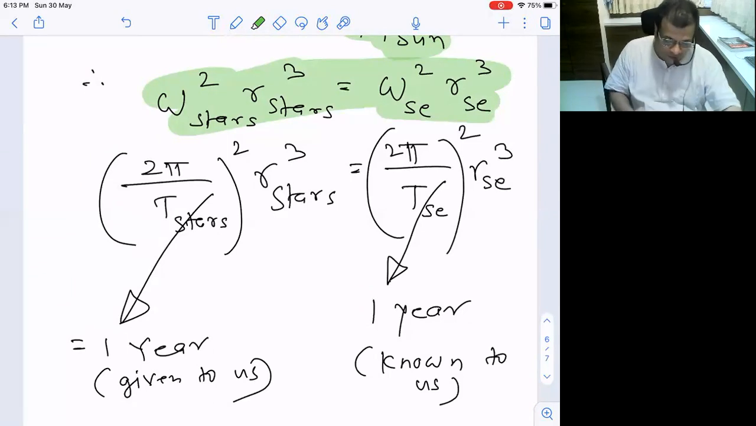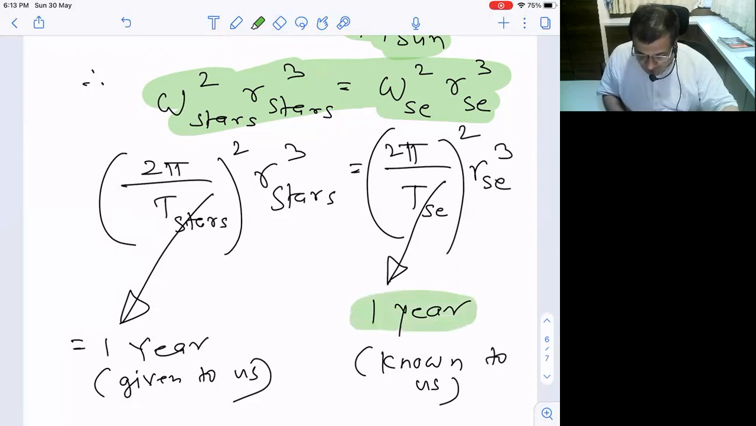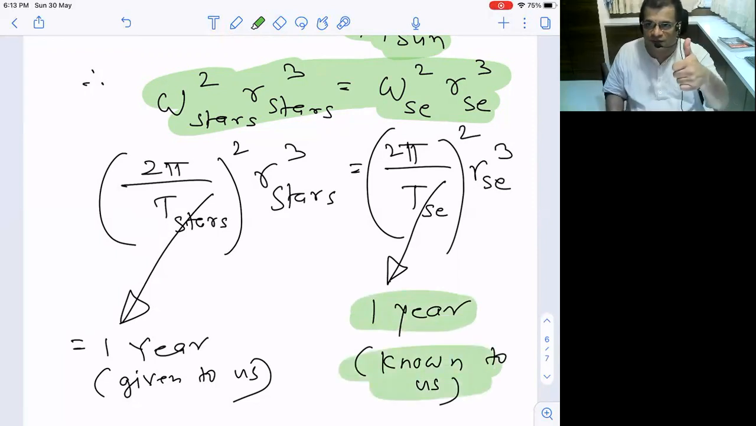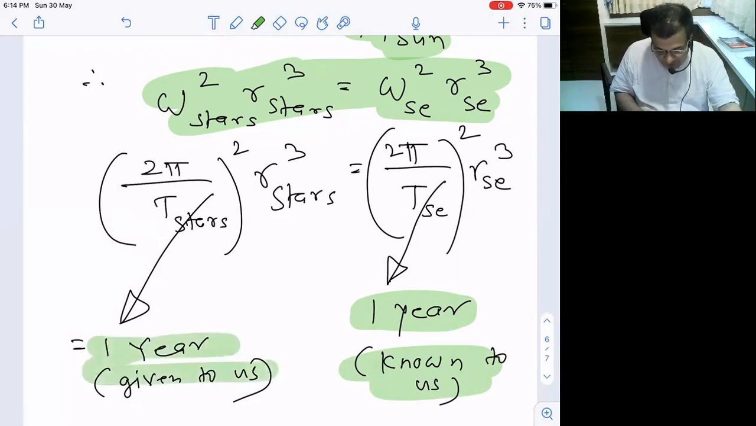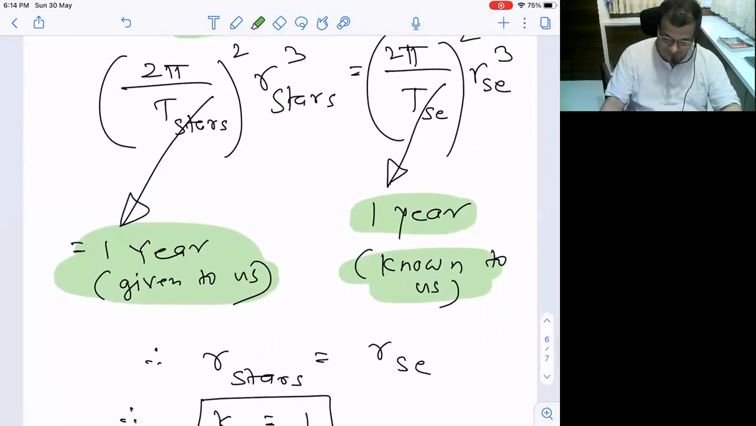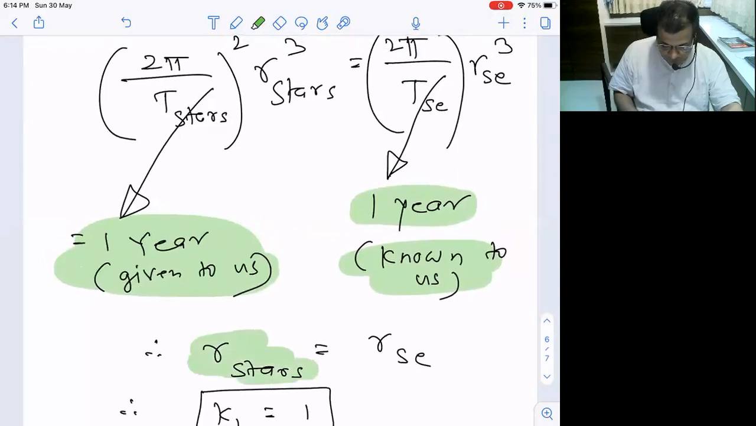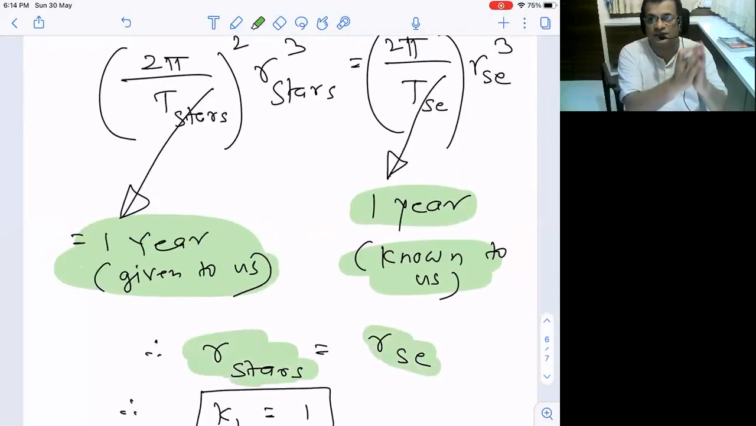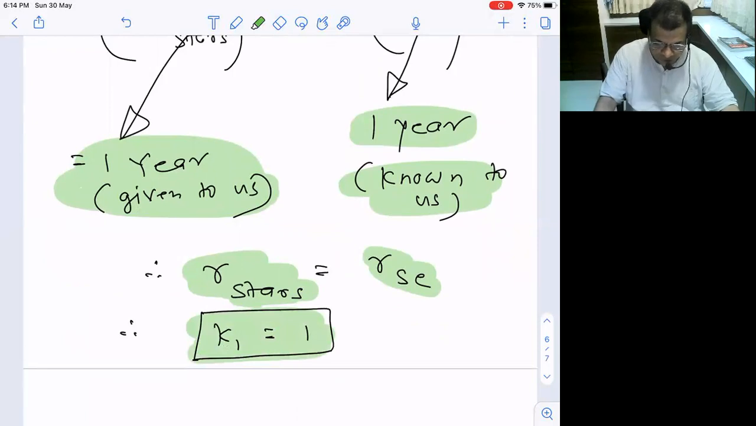If this is so, then we know that omega is equal to 2 pi by T. The time period of the earth about the sun, that is 1 year, is known to us. And the time period of the binary star system is equal to 1 year, as given to us. If that is so, then definitely the separation between the stars and the separation between the sun and the earth will be equal, and therefore the answer comes out to be 1. K1 is equal to 1.